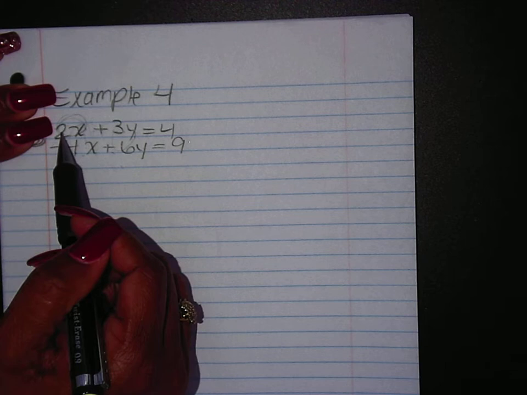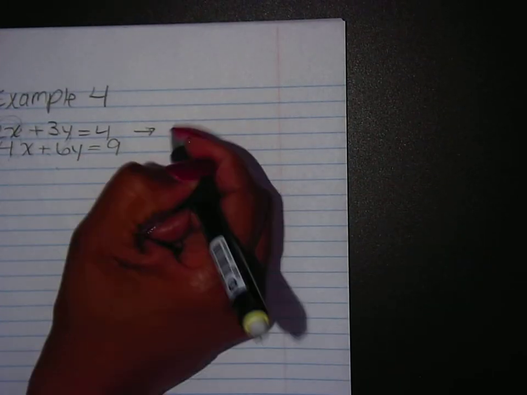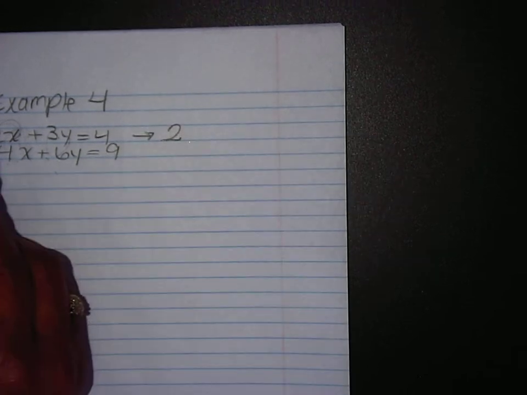Okay? How do I do that? The first step, I'm going to take this equation and I'm going to multiply it by 2 because I know 2 times 2 is 4.